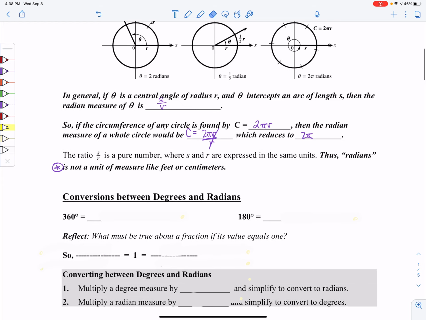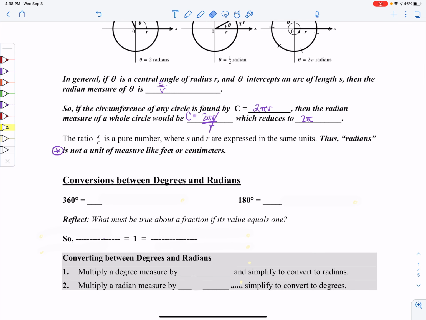Just a side note here: the ratio s over r is a pure number. s and r are both expressed in the same units, a distance. So because that same unit cancels out, radian is not a unit of measure. It's not like feet or centimeters or anything like that.